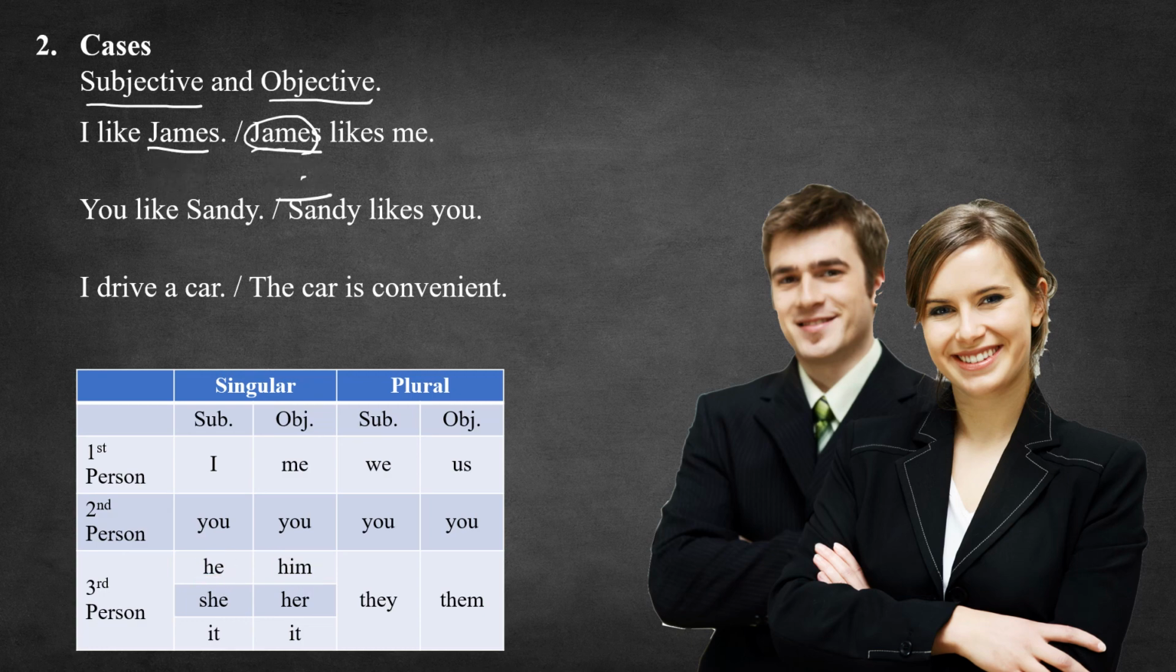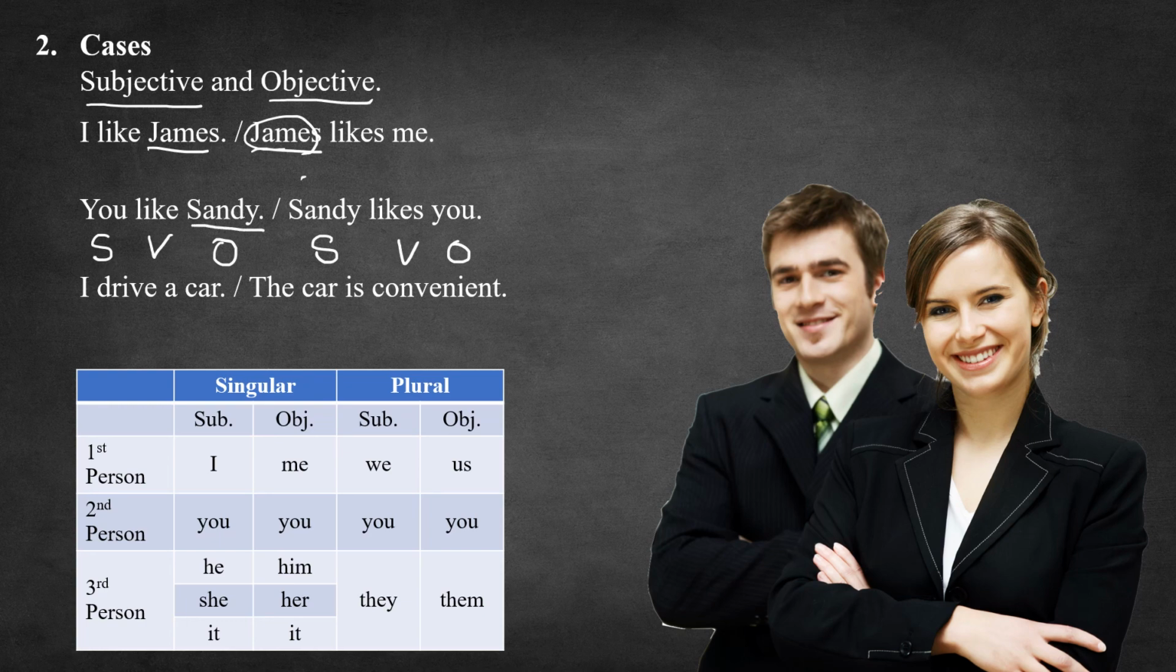Okay, let us go to the next sentence. You like Sandy. This is subject, verb, and object. Sandy likes you. Sandy subject, likes verb, and you is object. This you and this you, they look alike, but by the location or position of the word, you can tell this is subject and this is object.